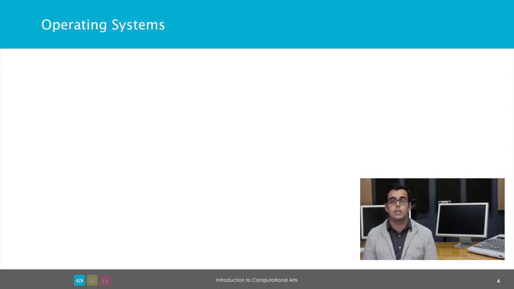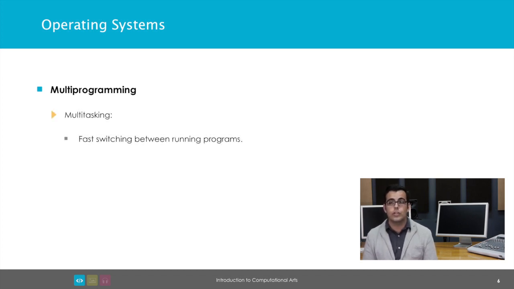Modern operating systems allow for multi-programming, which is the combination of multitasking and multiprocessing. Multitasking is the fast switching between running programs, allowing the computer to run several pieces of software simultaneously. Multiprocessing involves computers containing multiple CPUs and distributes work across the various CPUs.